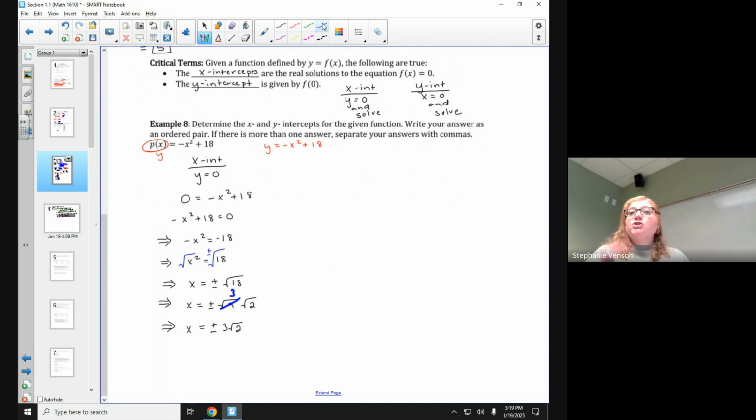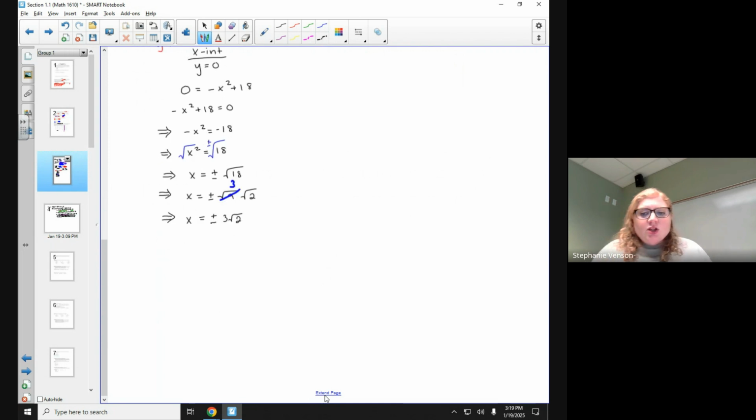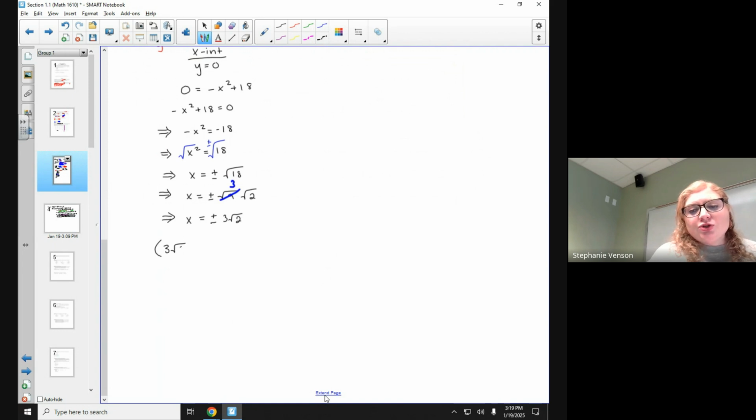Okay, so since we have two x values, that means we have two x-intercepts. The first x-intercept is (3√2, 0). And the second x-intercept is (-3√2, 0).